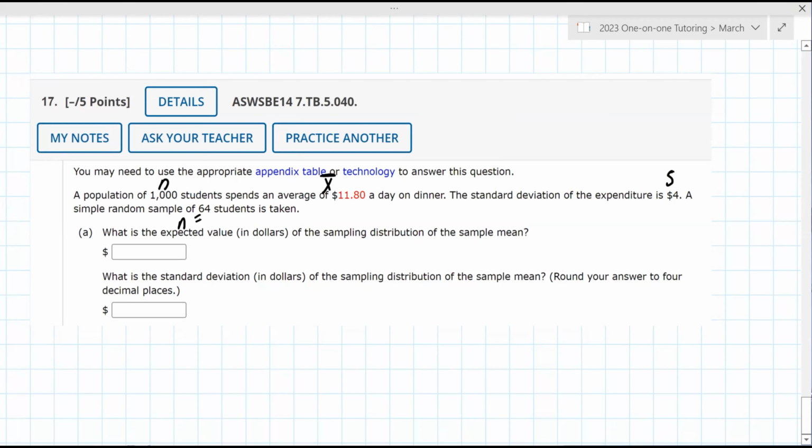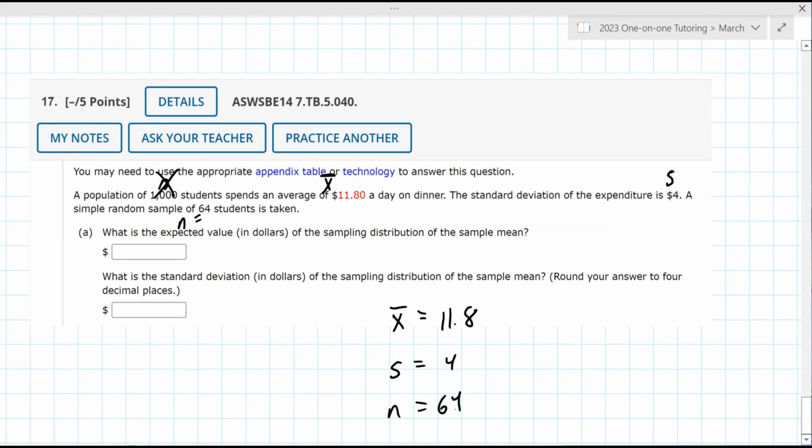Okay, so this is where maybe there's confusion. You're like, hey, Matthew, you just said N is 1,000. Well, it's saying everyone that they could have sampled is 1,000. So actually the true N is the ones that they sampled, which is 64. Okay.